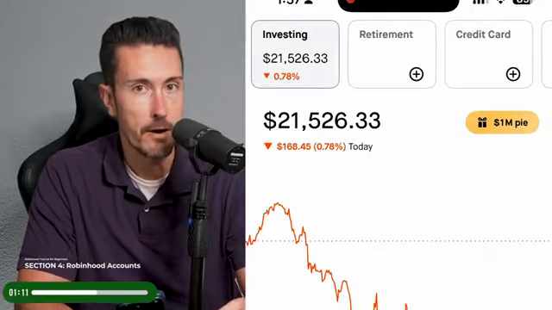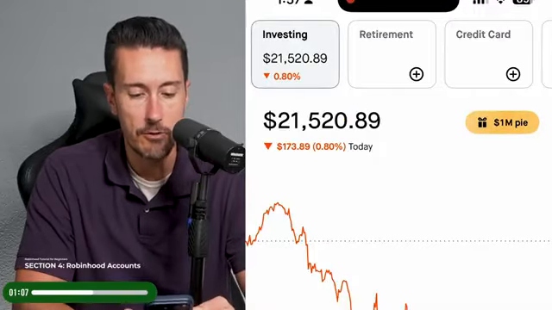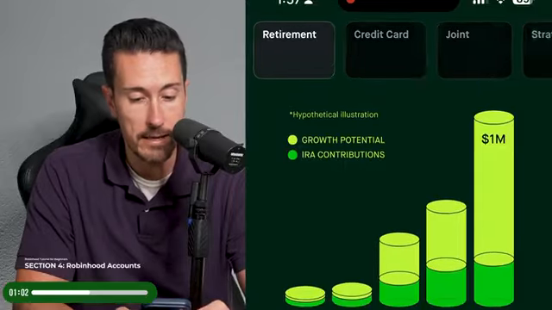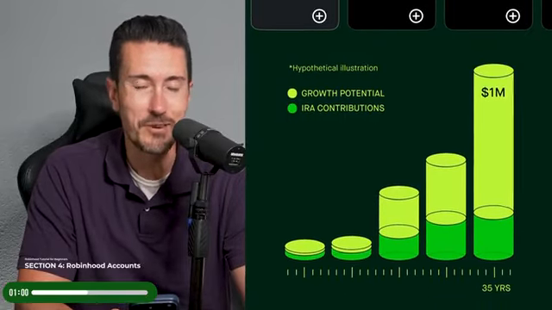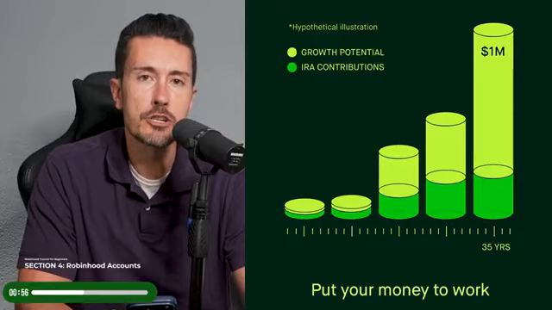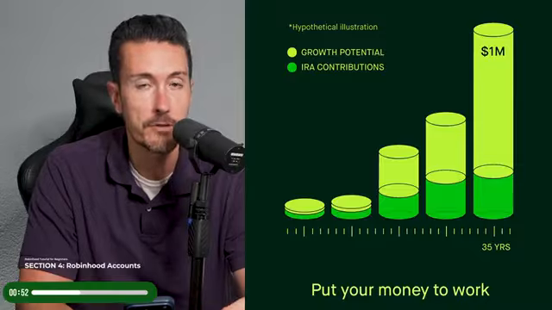Now, let me take a quick pause and tell you a little bit about the retirement account in case you're interested. You can open a Roth or a traditional IRA within Robinhood. So it tells you a little bit about growth potential based on your contributions. There are limits to a retirement account, so please make sure that you take the time to understand what those limits are to see if this retirement account is worth it for you or not.